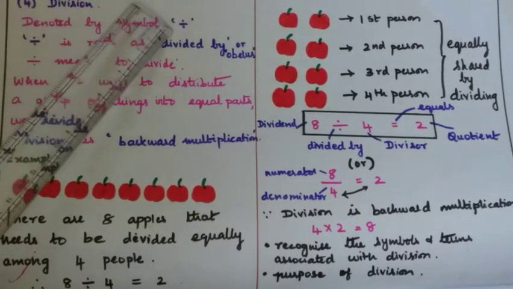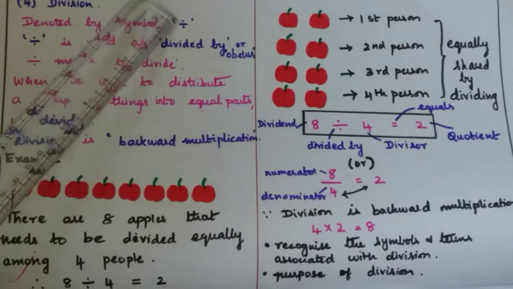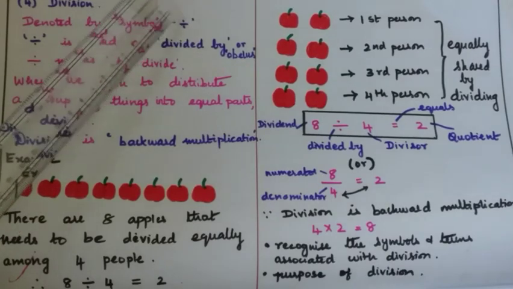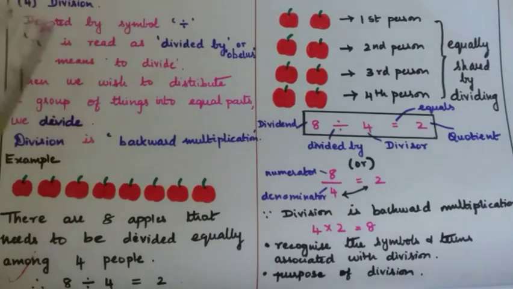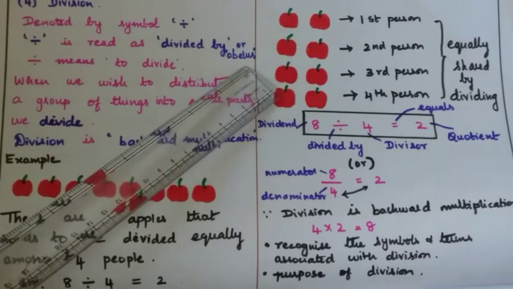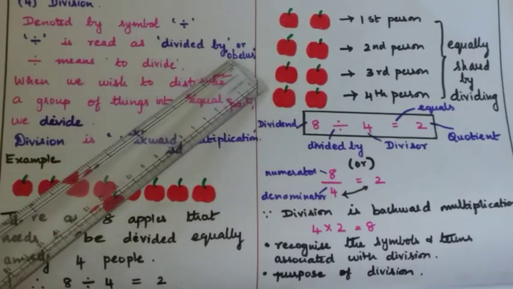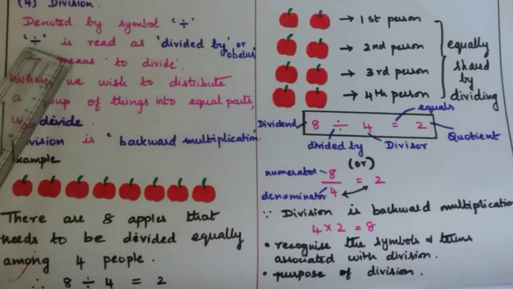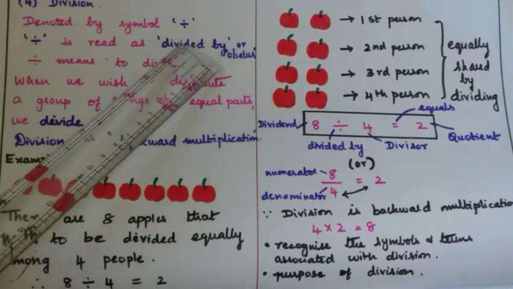Division is denoted by the symbol as shown, wherein you need to put a horizontal line and a dot above and below the horizontal line. It is read as obelus and sometimes also called as divided by. So this symbol means to divide.